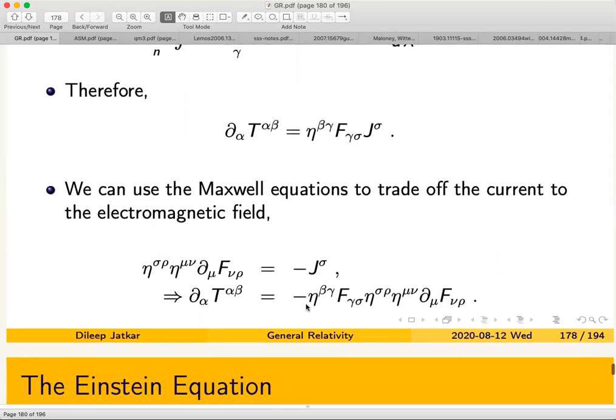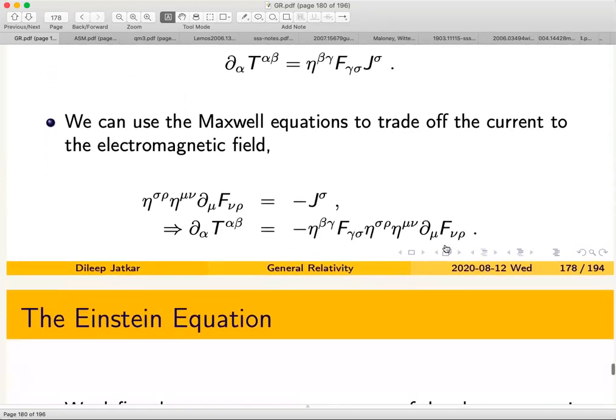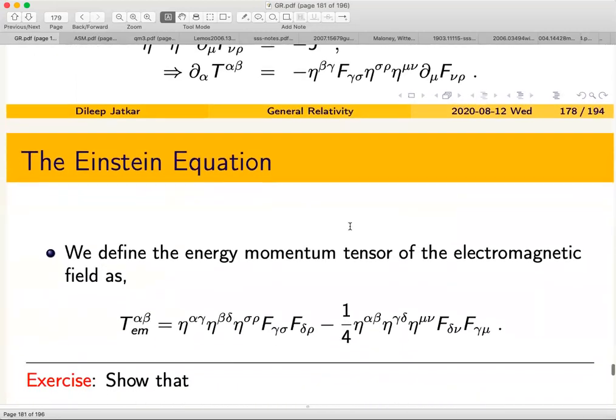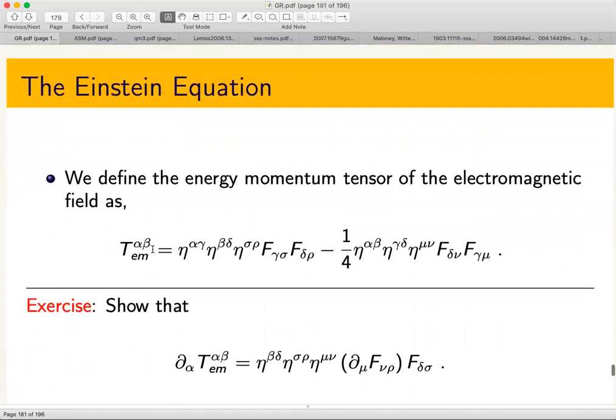Now you can check that this expression is actually a total derivative. The etas of course don't matter because they are all expressions with constant entries. And so you can show that this entire stuff can be written as del mu of some quantity. And you can check that the expression that would give you this quantity is this energy momentum tensor. So this is what you would call an electromagnetic energy momentum tensor, and that is written in this particular form. There are multiple etas sitting around just to ensure that the indices are correctly contracted.